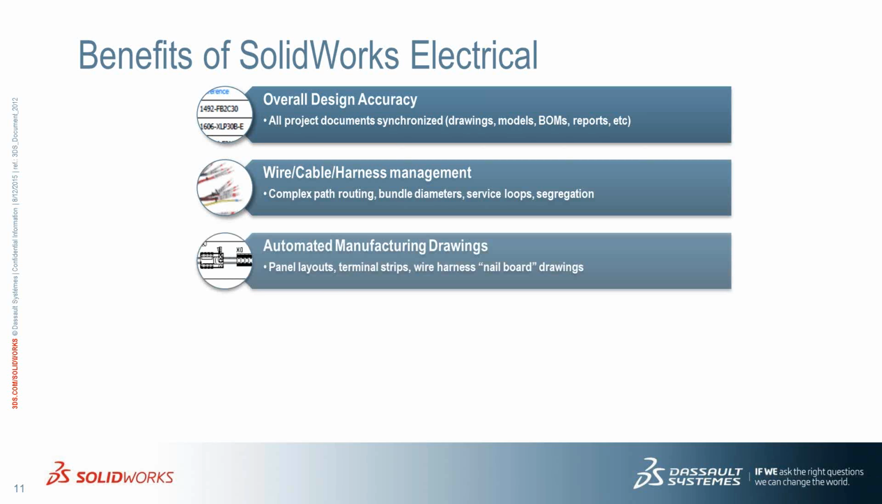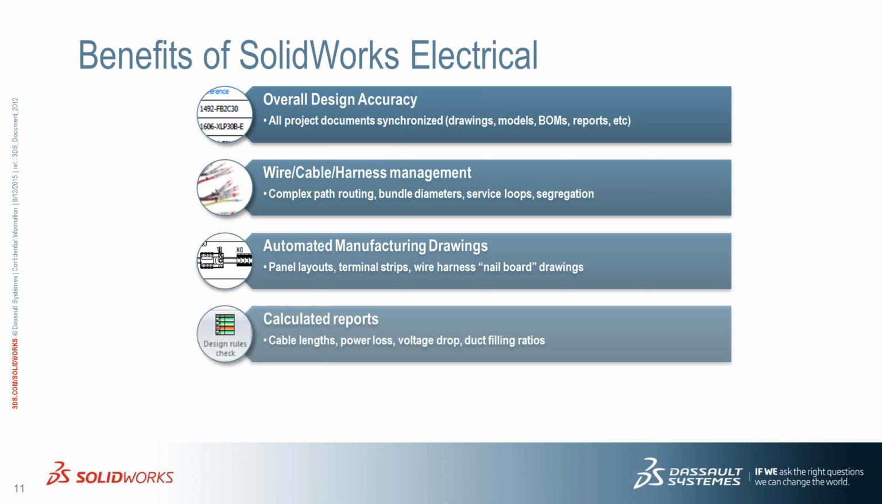You can automate your manufacturing drawings, meaning that you can do your terminal strip layouts. You can create nail-down drawings for your harnesses. And you can also calculate your different reports, or you can determine how your reports are calculated. So your cable links, your power loss, voltage drop. You can put in formulas that will actually generate that information from your model.